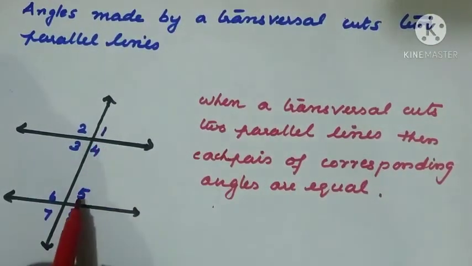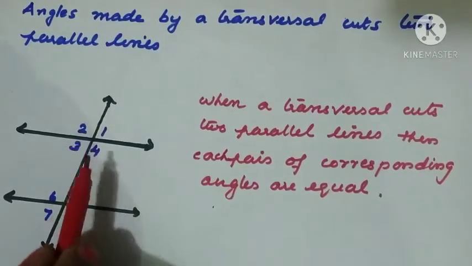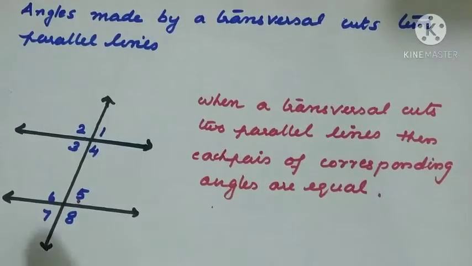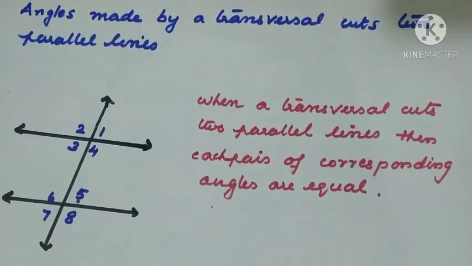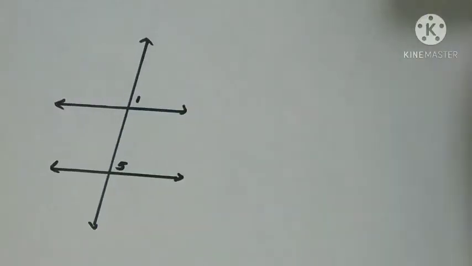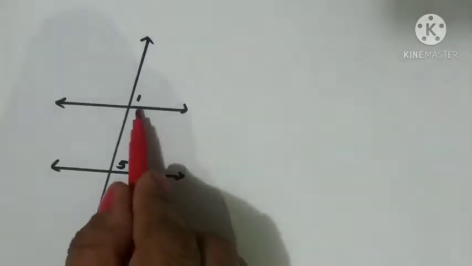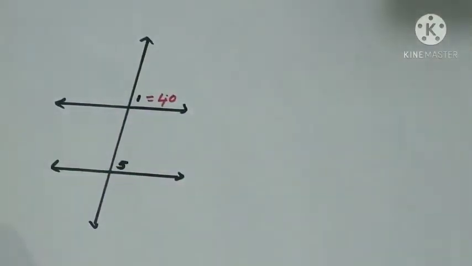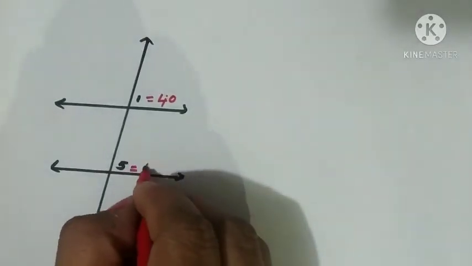Angle 1 and angle 5. Angle 2 and angle 6. Angle 4 and angle 8. And angle 3 and angle 7 only. So what is the meaning of this? These pairs of corresponding angles are equal when two parallel lines are cut by a transversal. See the diagram, 1 and 5 I have already marked. So if angle 1 is 40 degrees, what can you say about angle 5? Angle 5 is also equal to 40 degrees.